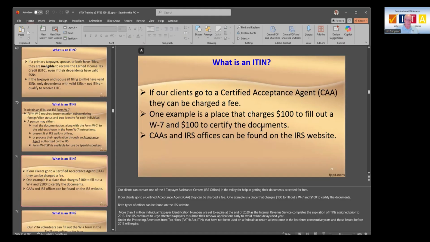This is what I talked about, a certified acceptance agent, and they do charge fees. Sometimes VITA sites will have a certified acceptance agent that can do these for the taxpayers. And of course, we don't charge them money when we do that.